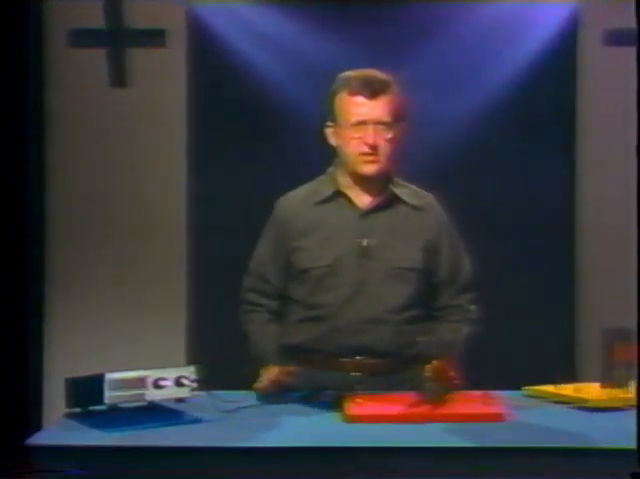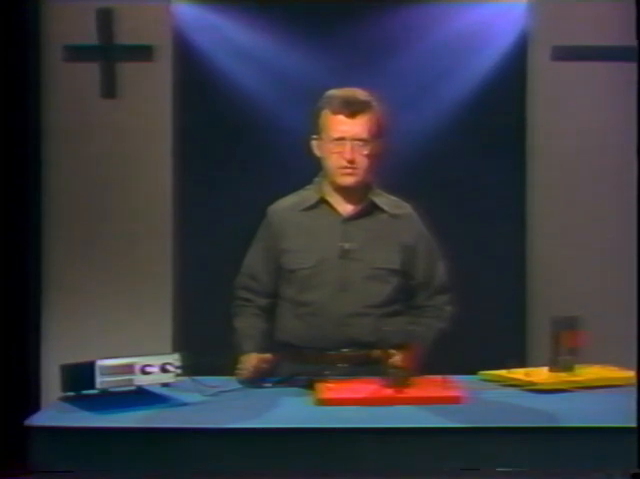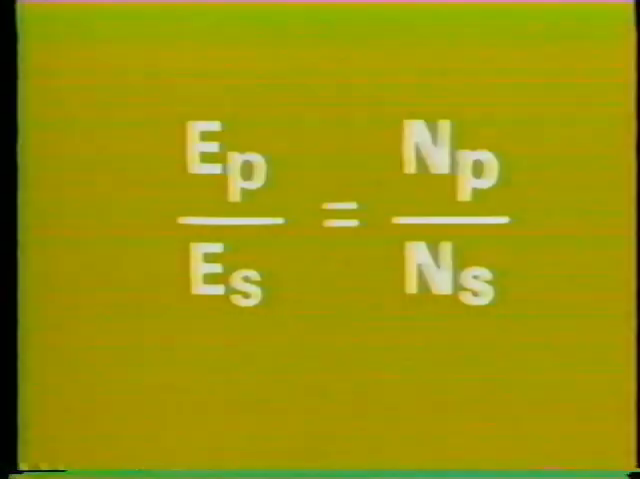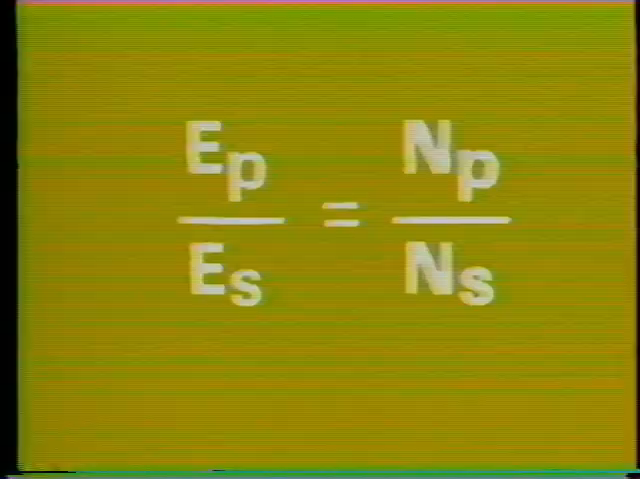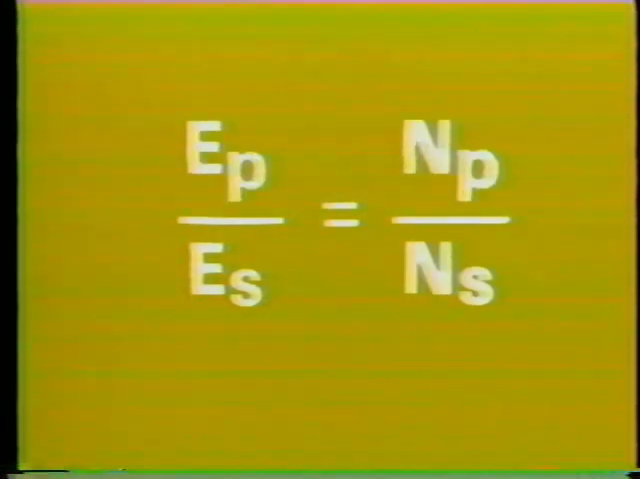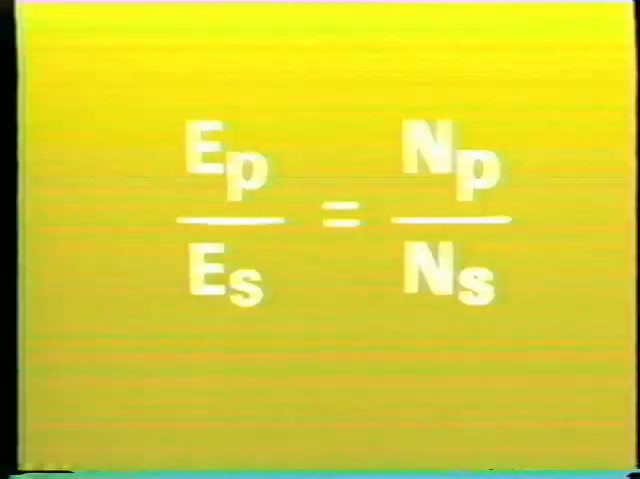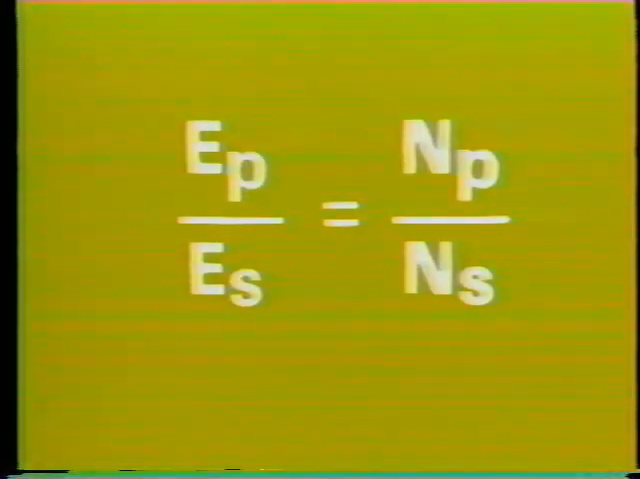Now, there's a formula we can use to calculate what the secondary voltage from a transformer should be. The formula is based on the relationship between the number of primary turns and the number of secondary turns. As usual, the letter E represents voltage. E sub P is the primary voltage and E sub S is the secondary voltage. N is the number of turns that a winding has. N sub P is the number of turns in the primary winding, and N sub S is the number of turns in the secondary winding. In the formula then is E sub P over E sub S equals N sub P over N sub S.